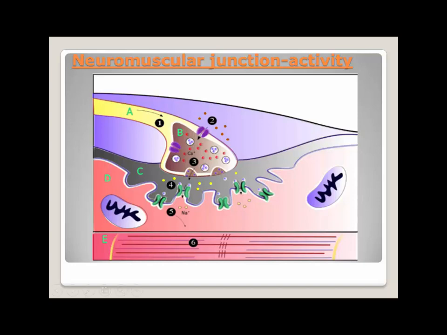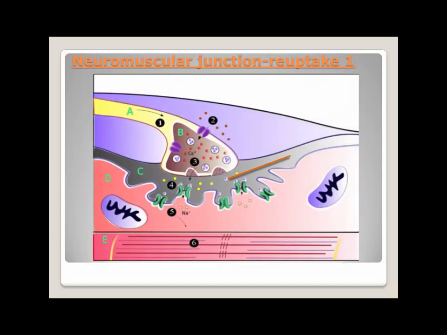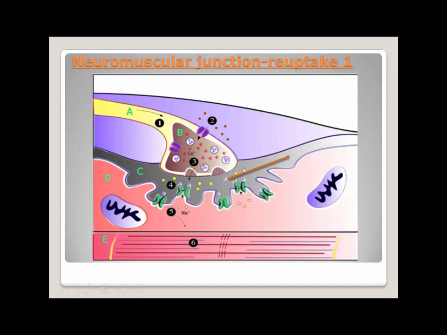Now, the acetylcholine doesn't hang out in the synaptic cleft on its receptors forever. Its effects do end, and there are three major ways in which their effects are terminated. One way is that the acetylcholine simply diffuses away from the synaptic cleft. And if it's no longer in the cleft, it doesn't bind to its receptors, doesn't have an effect.